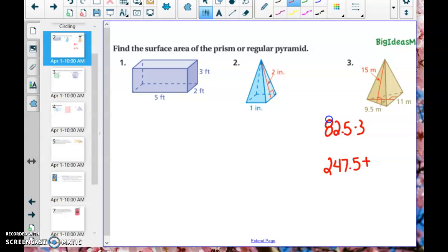Plus the area of the base, which you can see is 9.5 times 11, divided by 2 because it's a triangle, that is 52.25. I add those two parts together, and that triangular pyramid should have a surface area of 299.75 meters squared. Very tricky questions, but you just got to keep practicing them in order to get those ones down.